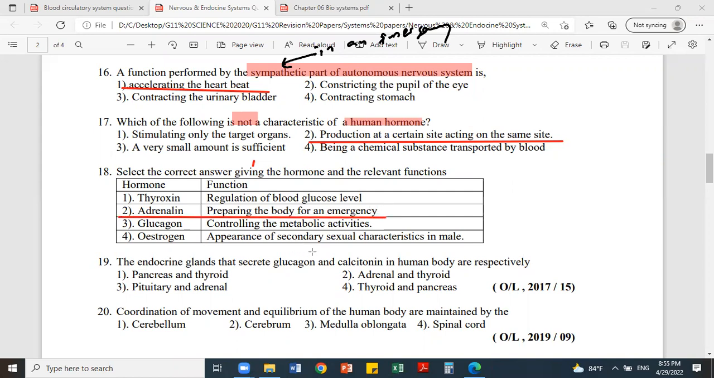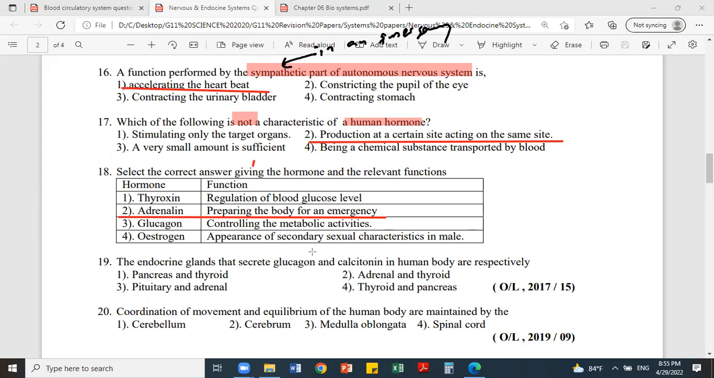Then question number 19. The endocrine glands that secrete glucagon and calcitonin in the human body are, respectively. Glucagon by the pancreas, right? Calcitonin by the thyroid.